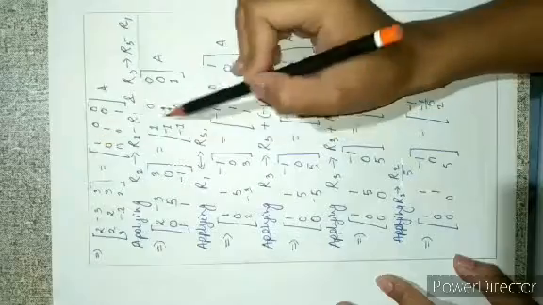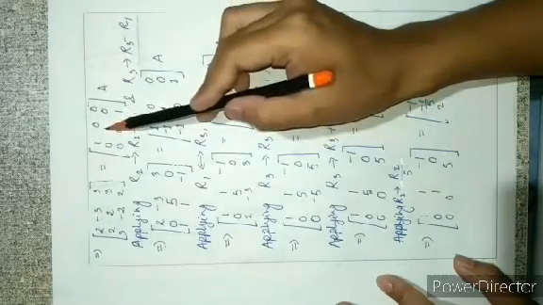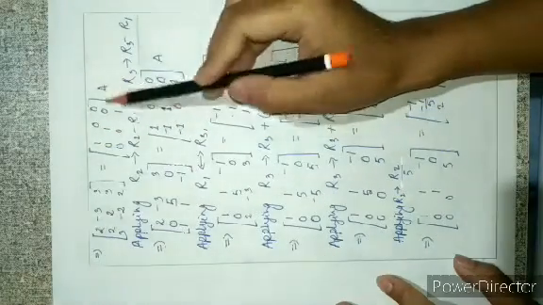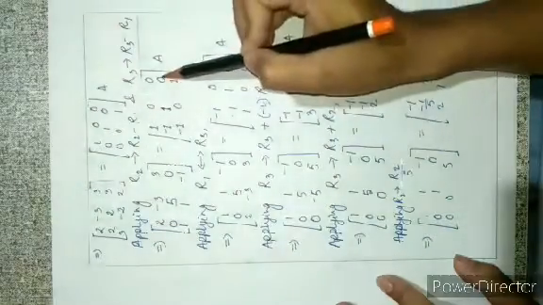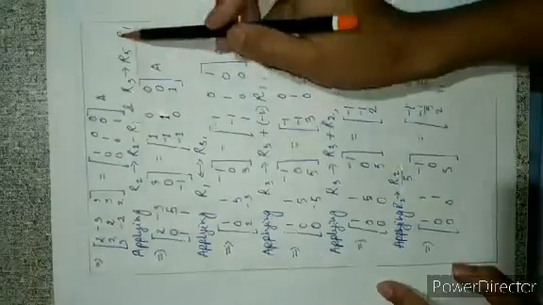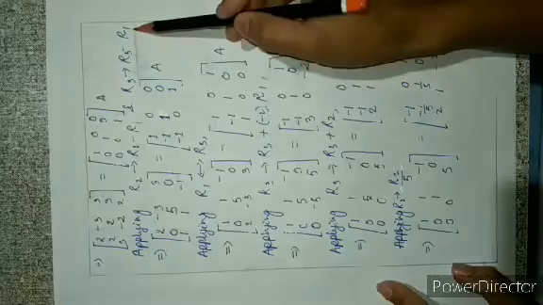0 minus 1 which is equal to minus 1. 1 minus 0 is 1. 0 minus 0 is equal to 0. Then apply this operator, R3 tends to R3 minus R1.